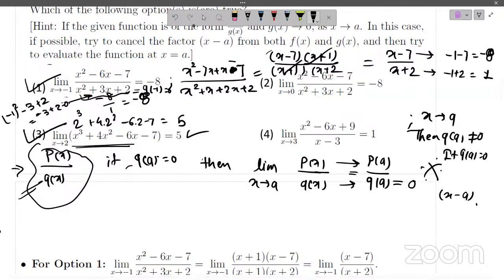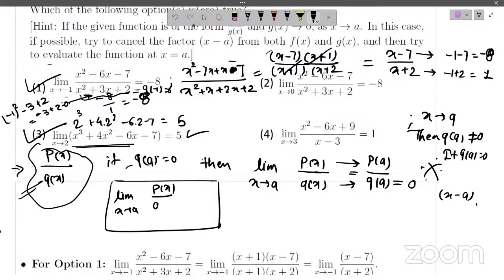Now, if someone asks you to evaluate the value of rational functions of the form limit x goes to a of something like p(x) by q(x), where p(x) and q(x) are polynomials, what is your first step? First, look at whether q(a) is equal to 0 or not. If q(a) is not equal to 0, just put the value as it is in the given function and you will get your limit.